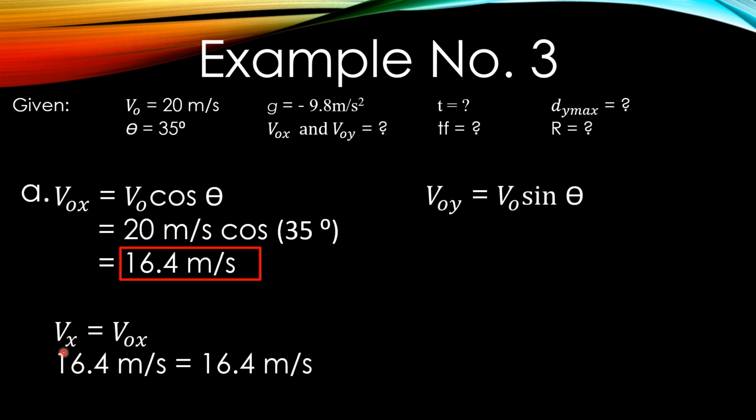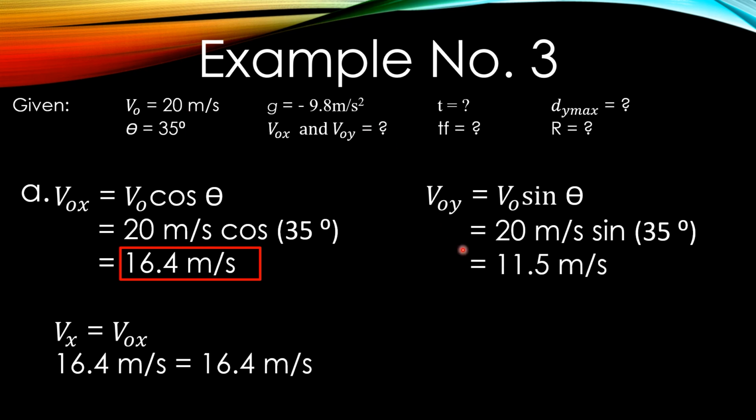Moving forward, we have the initial vertical velocity. The formula to find the Voy is Voy equal to initial velocity sine theta. The value of the initial velocity is 20 meters per second. The value of the angle is 35 degrees. Let's substitute the given. We have 20 meters per second sine 35 degrees. The product is 11.5 meters per second.